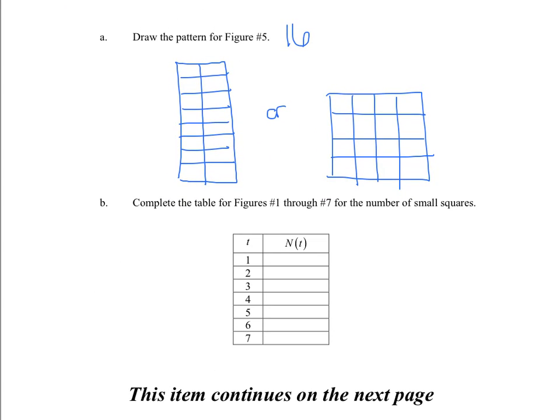Part B says to complete the table for figures 1 through 7 for the number of small squares. So we know that for figure 1, we had 1 block. Figure 2, we had 2. 3, we had 4. 4, we had 8. 5, we had 16. And we figured this out because we were multiplying by 2 each time. So 16 times 2 is 32, and 32 times 2 is 64, and that's our table.